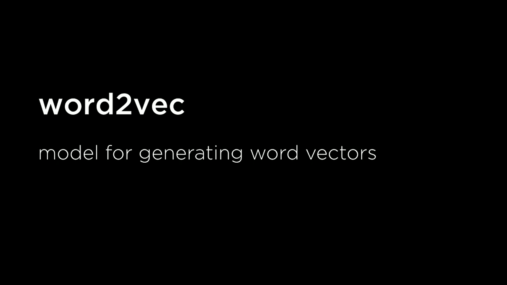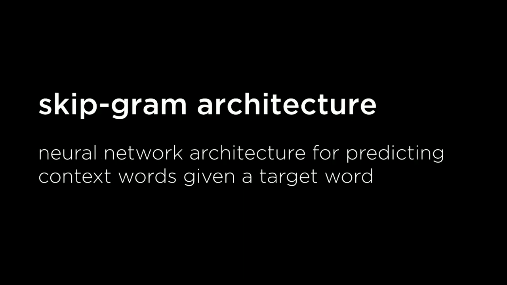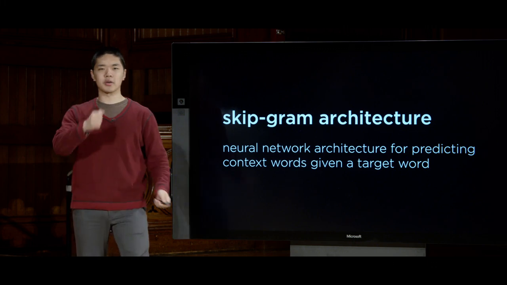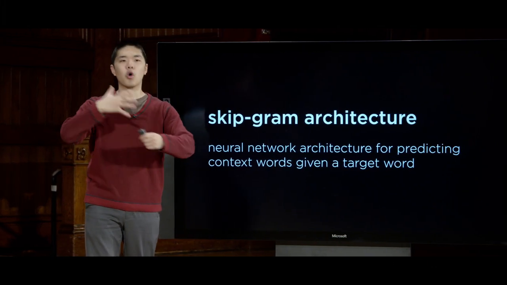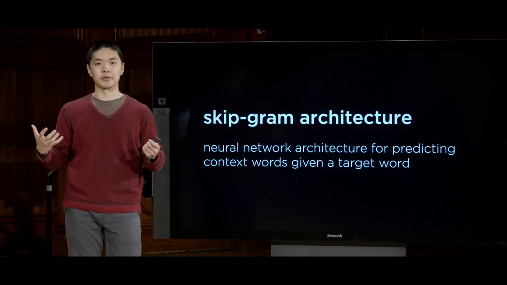You give word2vec a corpus of documents, just a whole bunch of text, and what word2vec will produce is vectors for each word. There are a number of ways that it can do this. One common way is through what's known as the skipgram architecture, which basically uses a neural network to predict context words given a target word. So given a word like lunch, use a neural network to try and predict what words are going to show up around it.